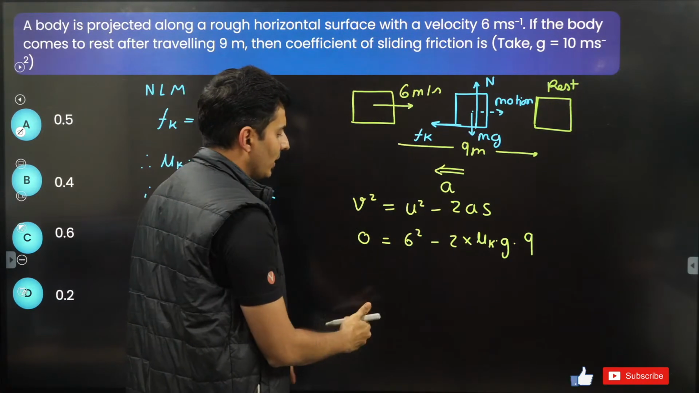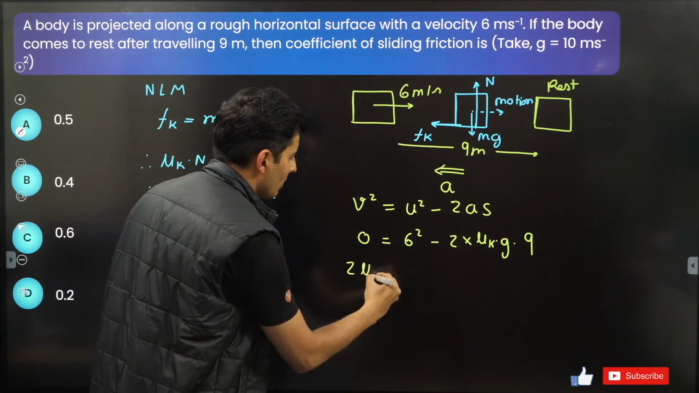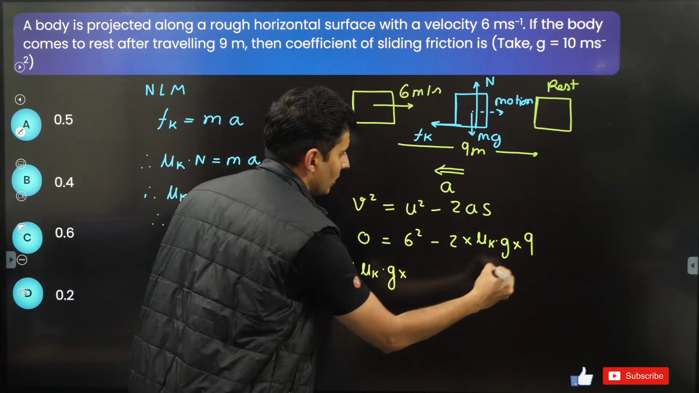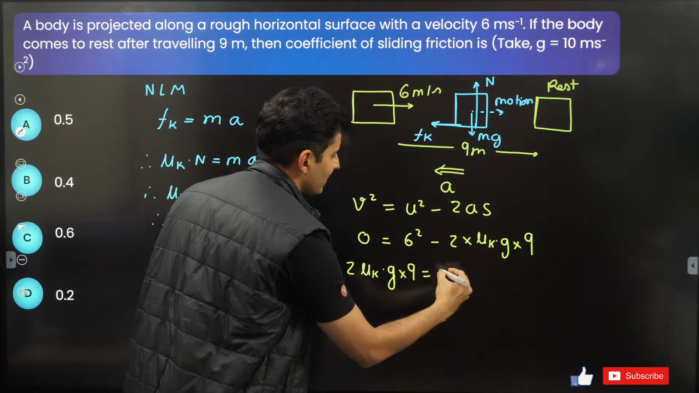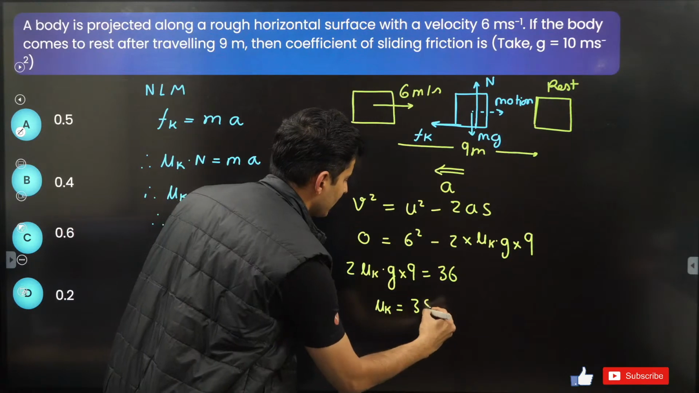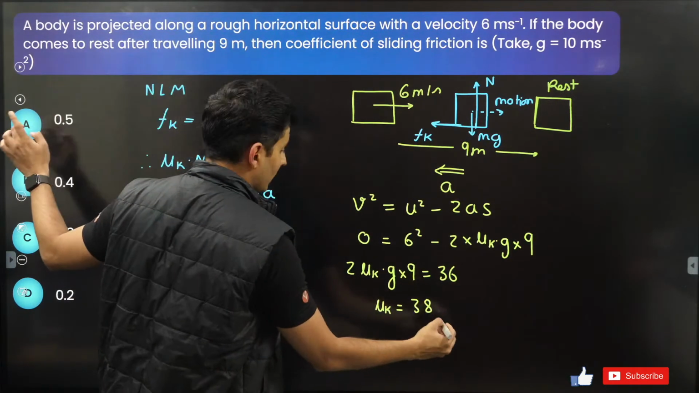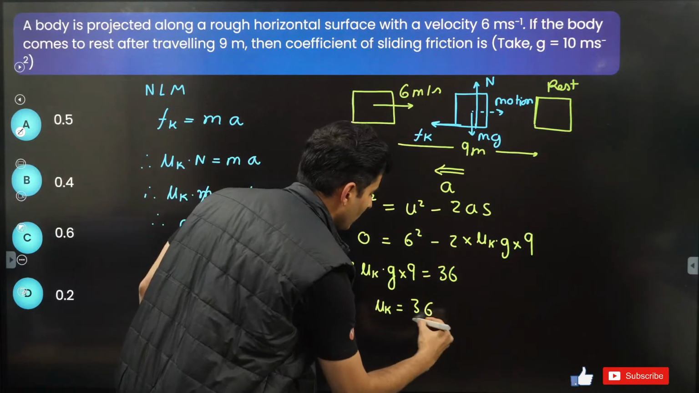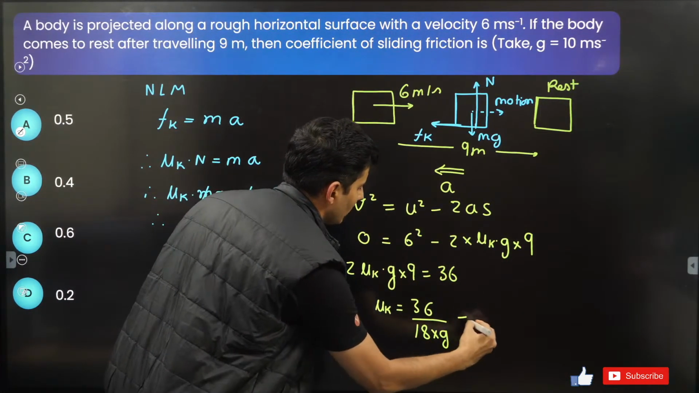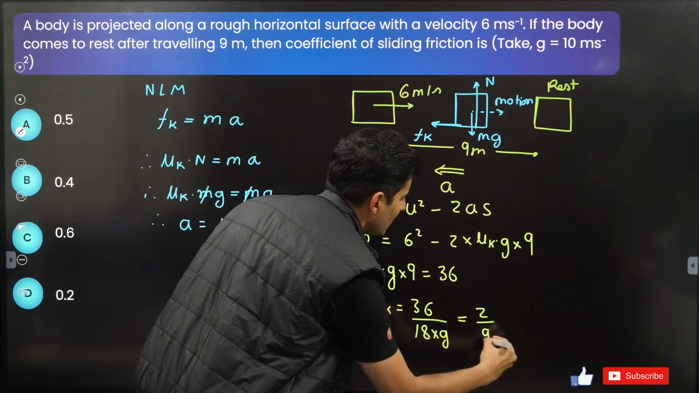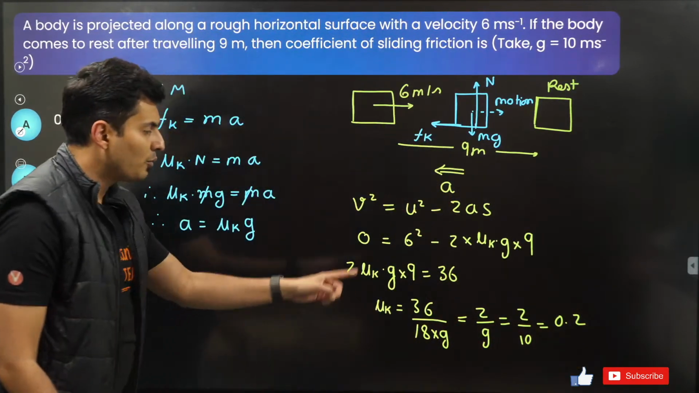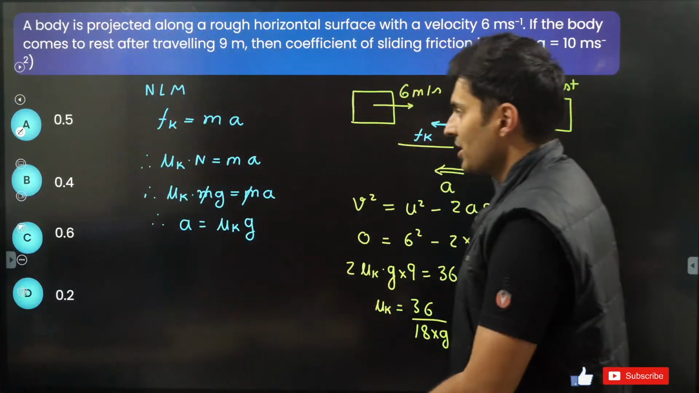Bring this entire setup over here. So this will become 2 mu k into g into 9 is equal to 6 squared, which is nothing but 36. So the value of mu k will be 36 divided by 9 twos are 18, 18 into g. Now 36 by 18 is 2, 2 by g, that is 2 by 10, which is 0.2. So the value of mu, coefficient of kinetic friction, is 0.2.